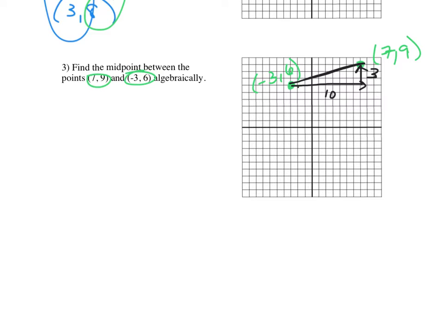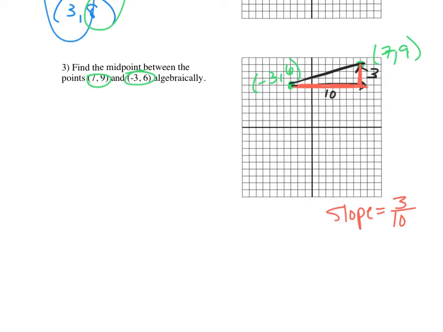So I wrote over here our rise and run. I rise by 3, and then I'm running by 10. So my slope is 3 over 10. And this is actually going to be a little difficult to do graphically because, as you can see, the number is not going to work out very nicely. So let's take a look at how to do this algebraically.